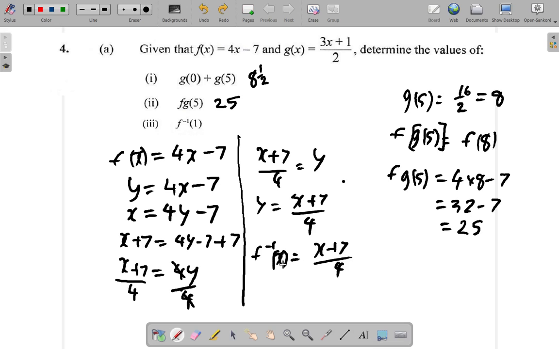Now f inverse of 1. F inverse of 1, you change the x to 1. 1 plus 7 over 4, which is 8 over 4, which is 2. So the answer for this is 2. Alright?